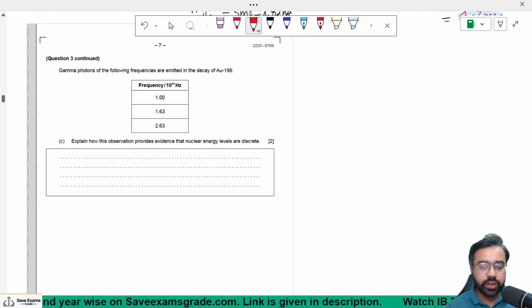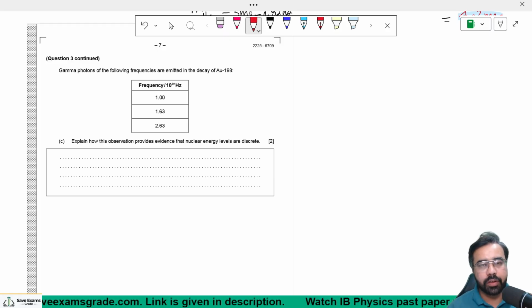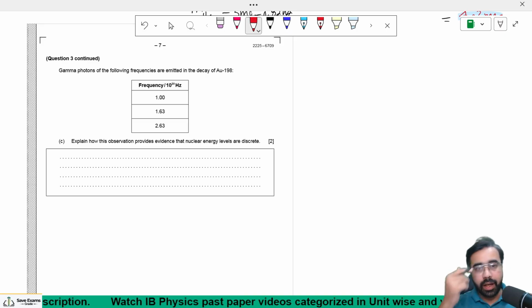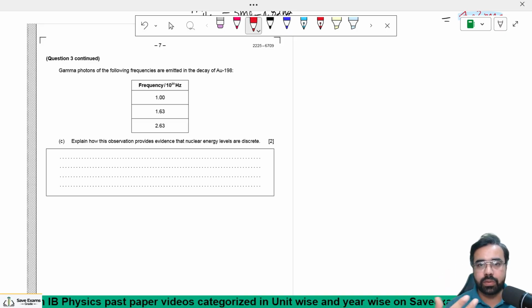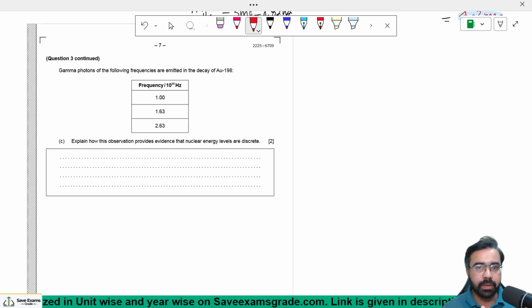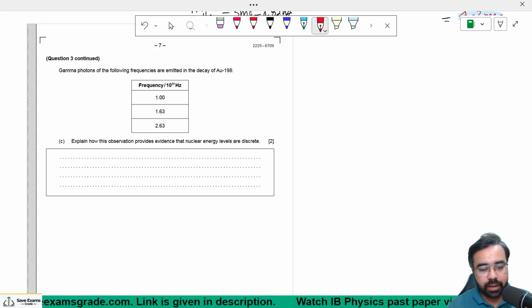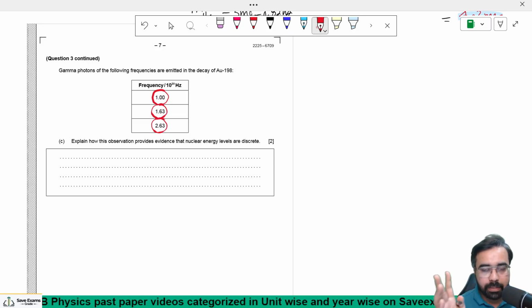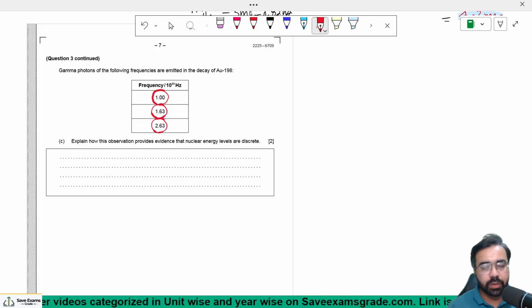I hope you understand this graph. So students, now this question is about the gamma decay, right? You remember we discussed in the start that when the gold converts into the mercury, it emits one or two gamma photons, depending on how unstable the mercury nucleus is in terms of its energy. Now, when the gamma decay happens, these are the frequencies of the gamma. One or two gamma photons are released, and they may have one of these three frequencies.